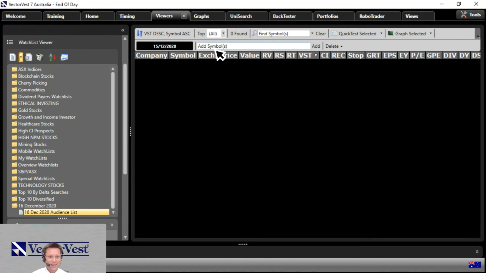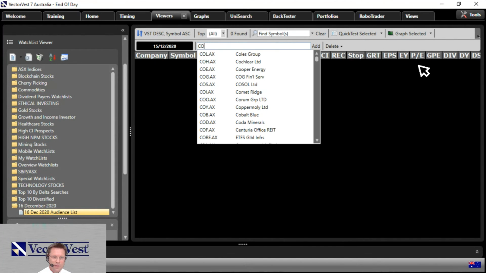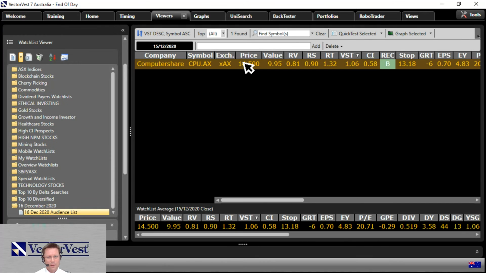So for example, if I didn't know a stock that began with the letters COM in the name, I would simply type in COM, and then VectorVest will prompt you: is it Commonwealth Bank, Computershare, etc.? You go, oh, hang on, yeah, it's this one here. That's what I was after, Computershare. Oh, there's a ticker code. I can just simply click on it, bang, and it puts it into the list for me.